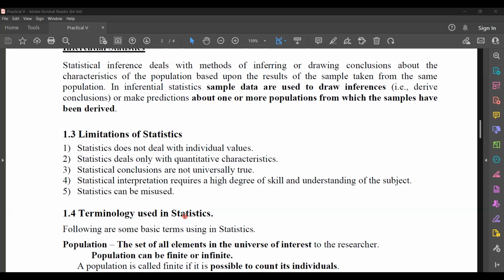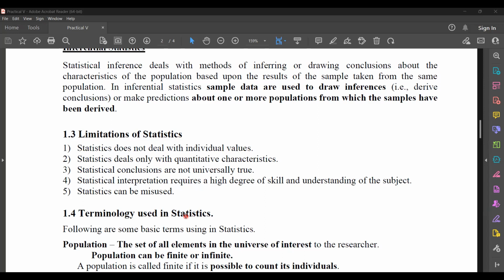And also sometimes the conclusions will not be universally true, right? If we are doing a study regarding monthly household income in Sri Lanka, that is valid within our country. But if we consider a country like Australia, USA, UK, New Zealand, those conclusions may not be valid. So those are some limitations in statistics.